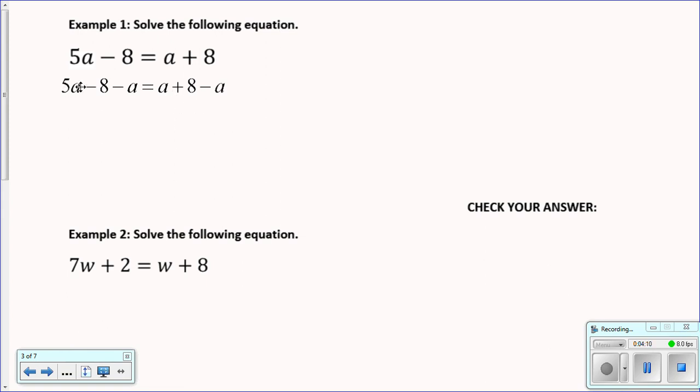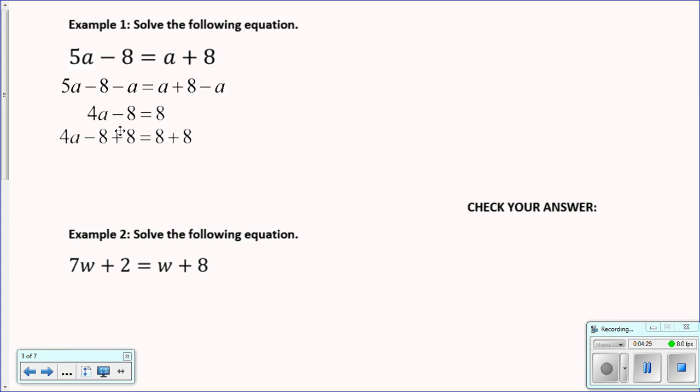Over here, 5a and minus a can be combined to create 4a, and I still have my minus 8. So 4a minus 8 equals 8. Now it looks like a 2-step, so I can go ahead and do what I need to do. So I would add 8 to both sides. This is what I did here. Unfortunately, it's horizontally.